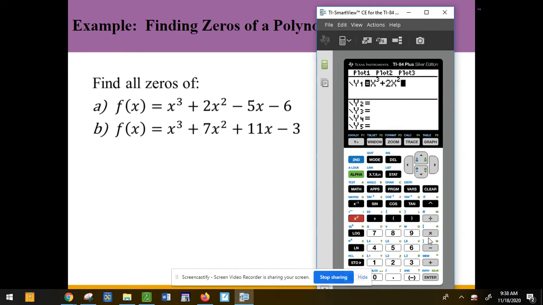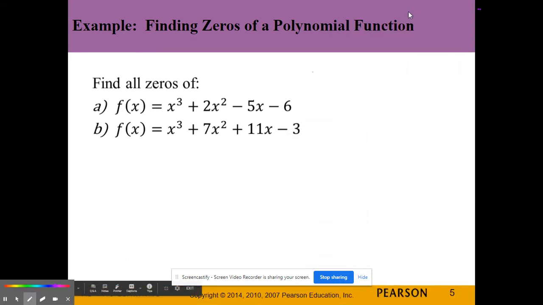So x cubed plus 2x squared minus 5x minus 6. Let me graph. So if I look here, it looks like it's crossing at -3, it looks like it's crossing at -1, and it looks like it's crossing at 2. All of those were on our list, right? So now just basically pick one of those and do synthetic division with it. I'm going to pick 2, just because it's positive.